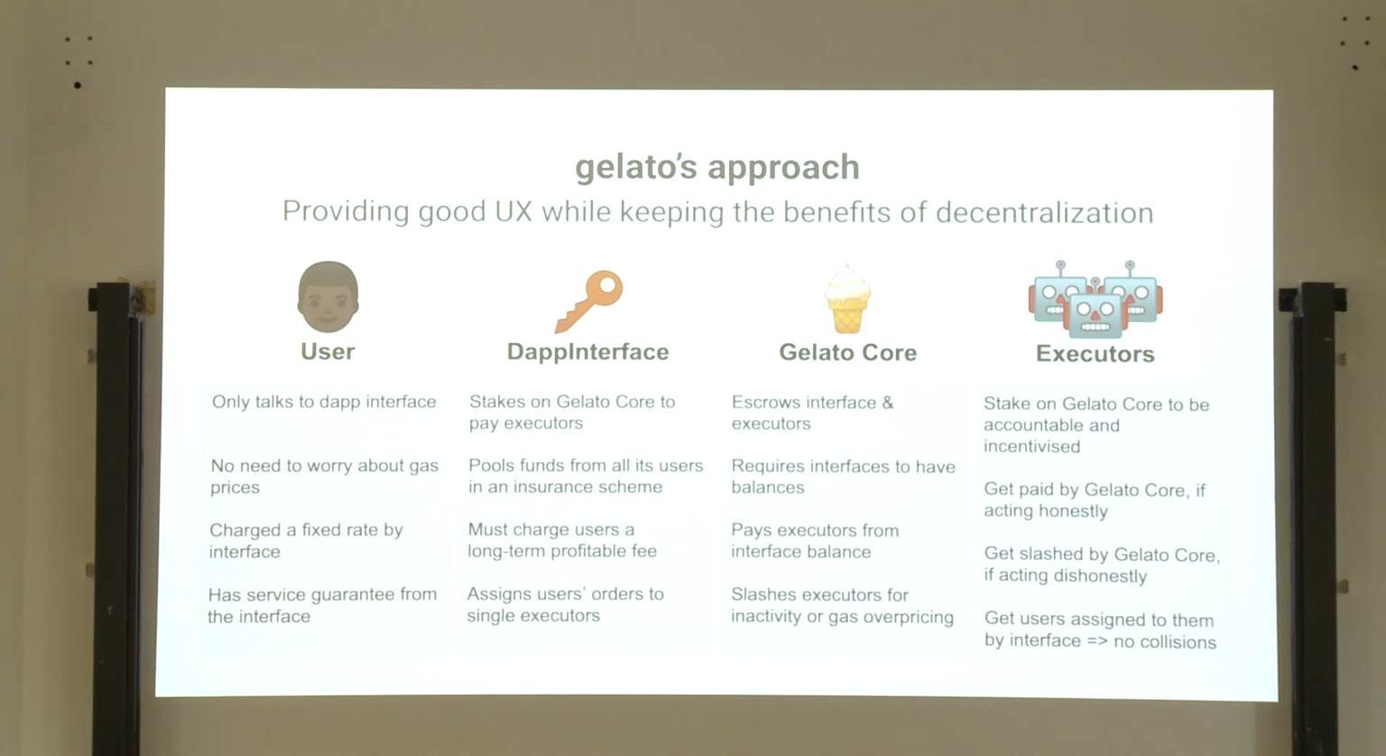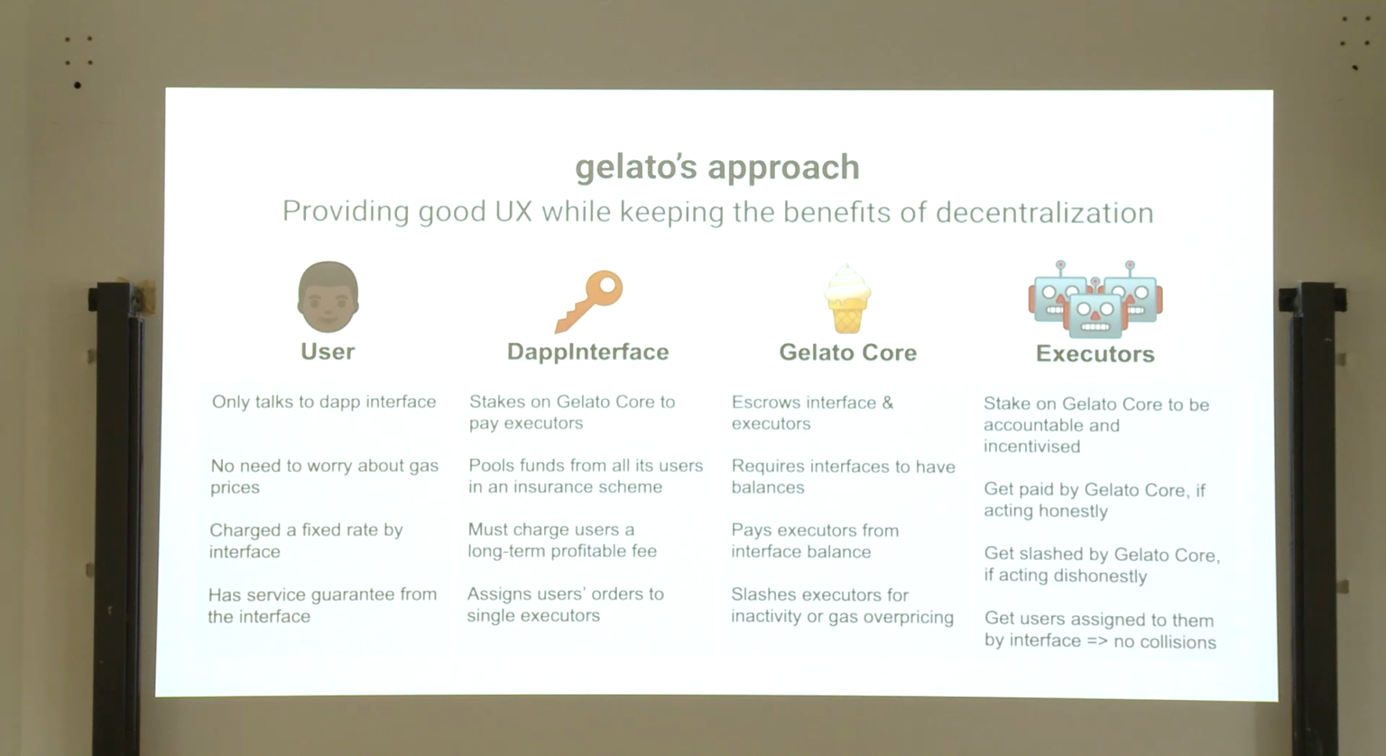So what we try to do in our approach is to combine a good UX with all the benefits of decentralization. We think that decentralization is non-negotiable. Otherwise, we wouldn't be here at DappCon, I guess. So the user only talks to the Dapp interface and doesn't need to worry about gas prices, gets charged a fixed rate, and has a service guarantee from the interface.